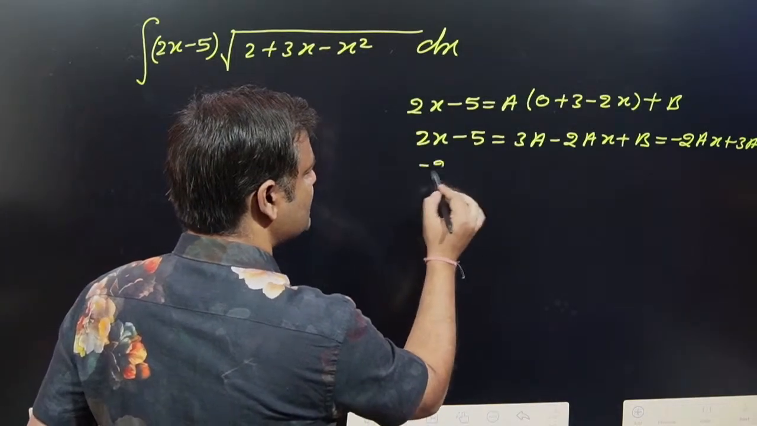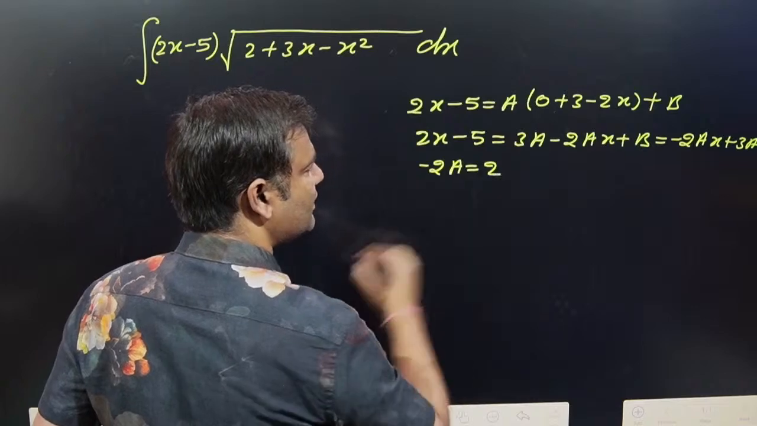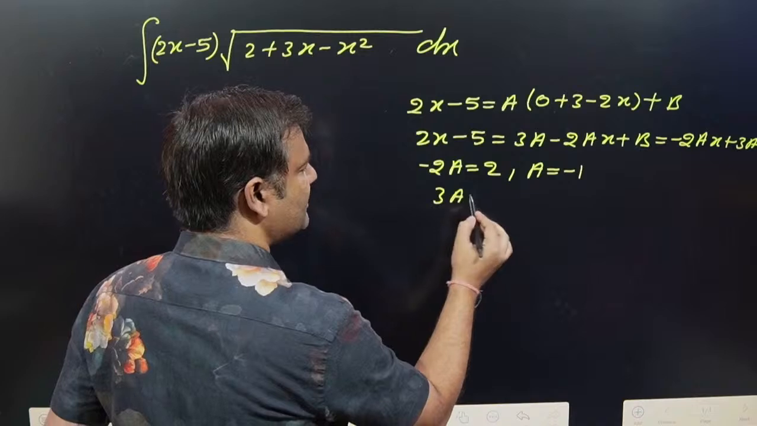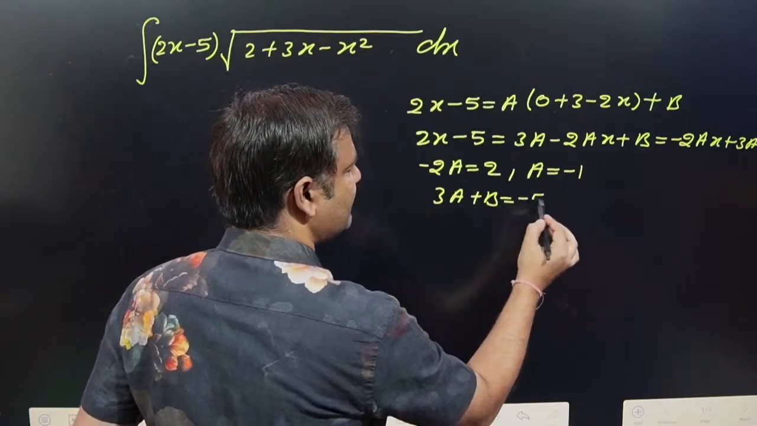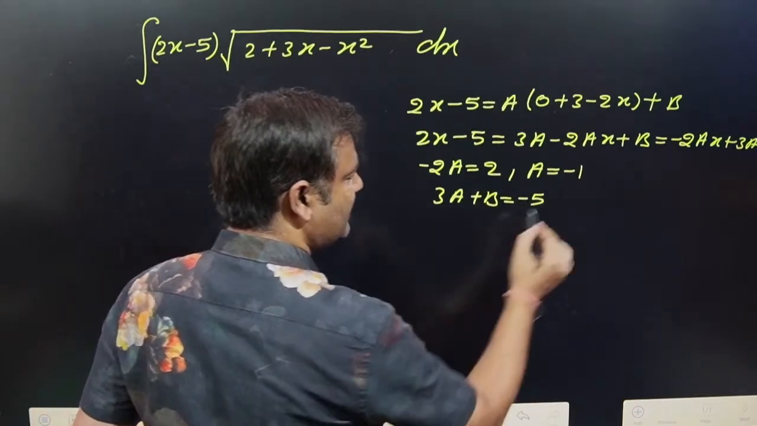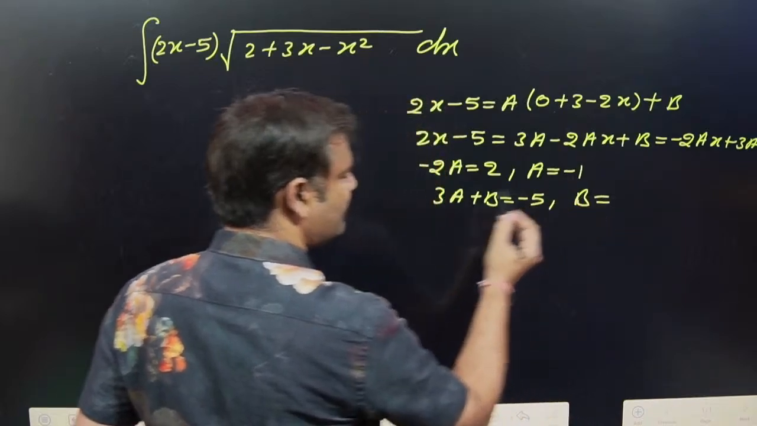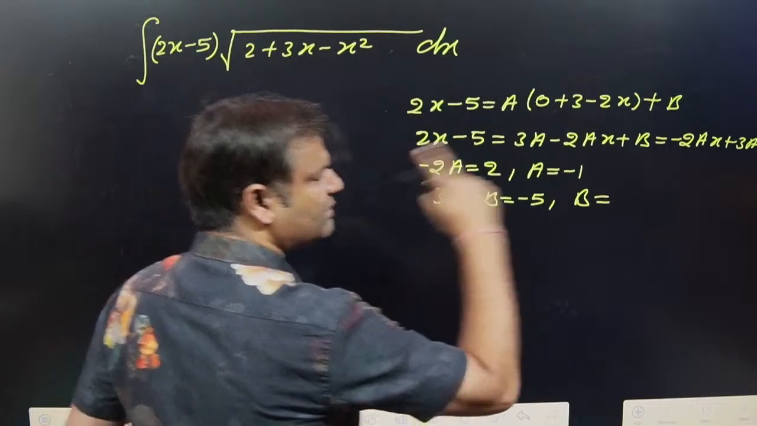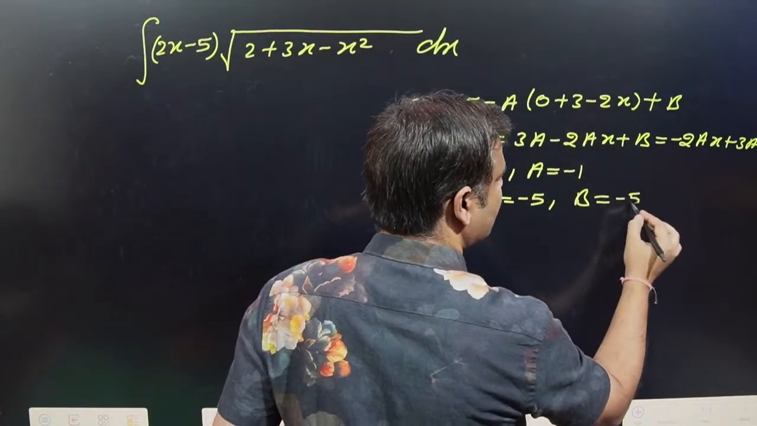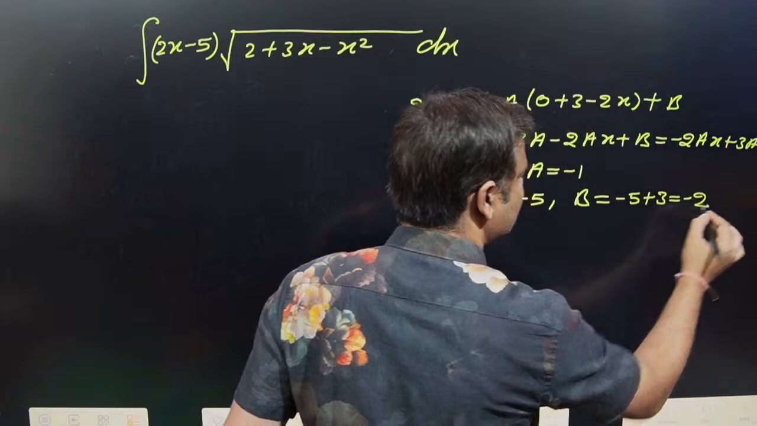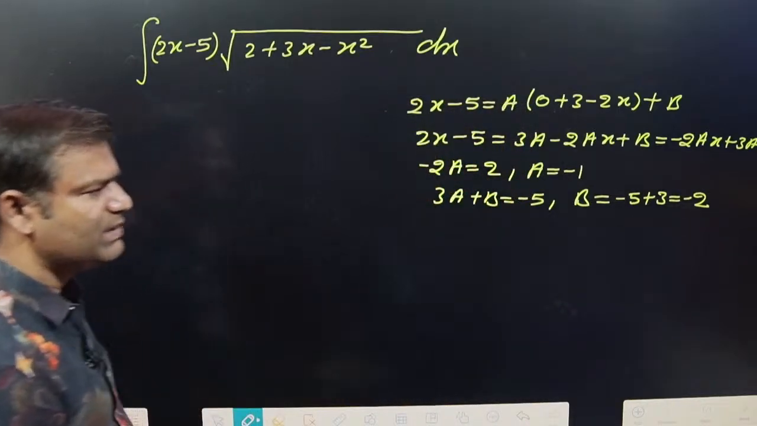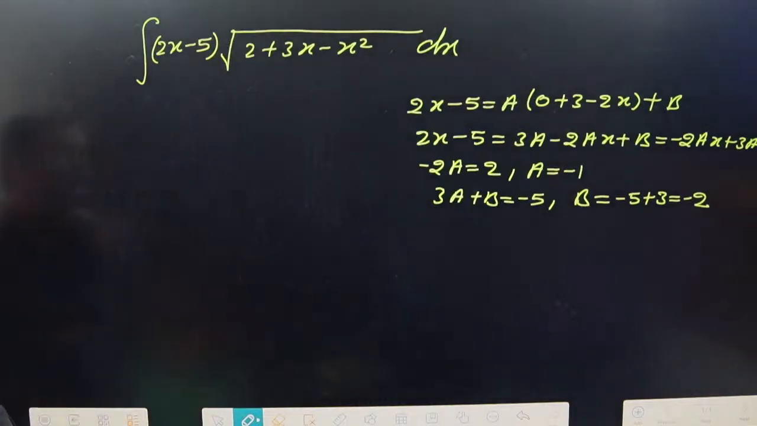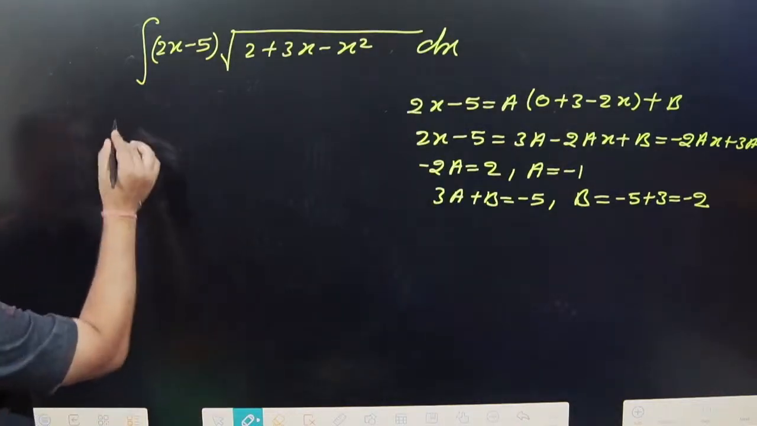Now if you compare, minus 2a will be equal to 2, so a is minus 1. 3a plus b will be equal to minus 5. So what about b? If we put a equal to minus 1, then b will be equal to minus 3, going to this side, we get minus 5 plus 3, that is minus 2. So a is minus 1, b is minus 2. After that, these two values put here, then we get how much?